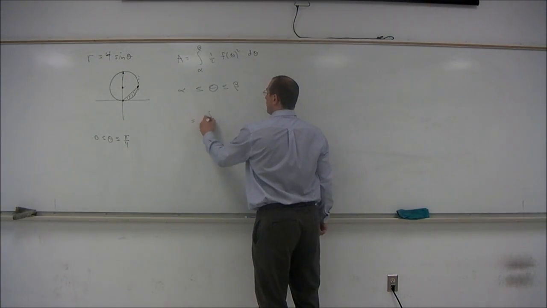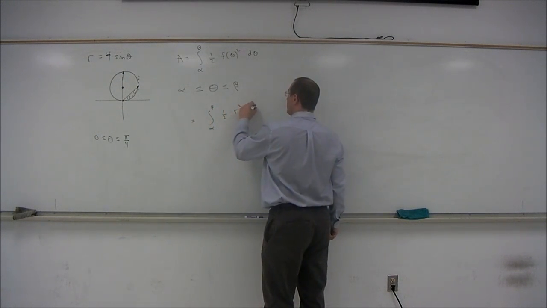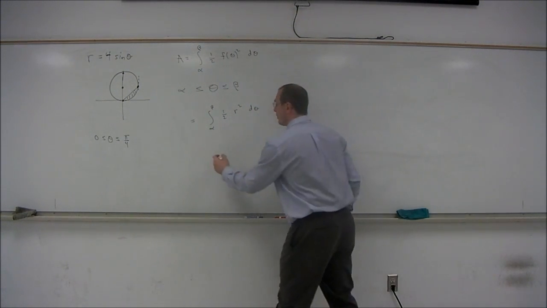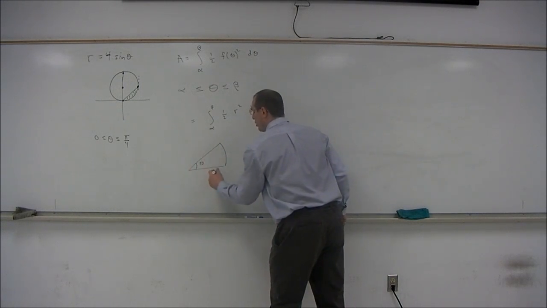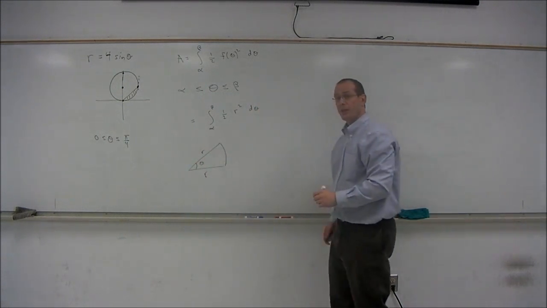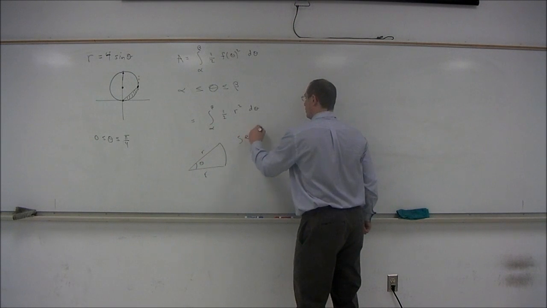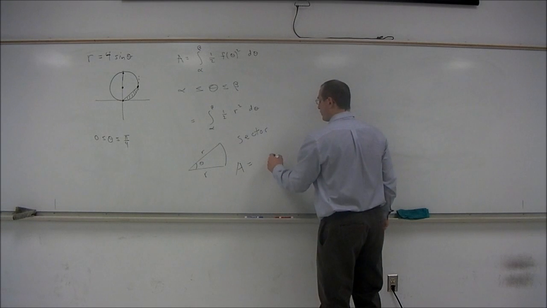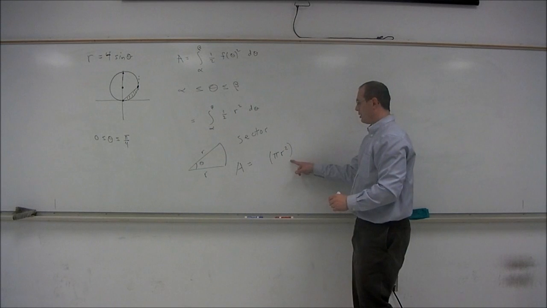This is equal to the integral from alpha to beta of 1/2 r squared d theta. This formula comes from the area of a sector of a circle. So if that's an angle, call it theta, and this is r, we have a sector of a circle. Then the area of this sector would be given by, it's a part of a circle.